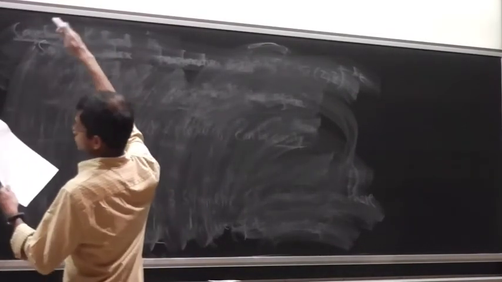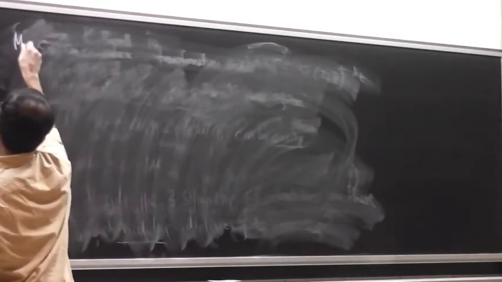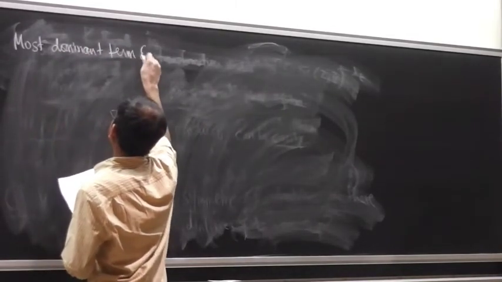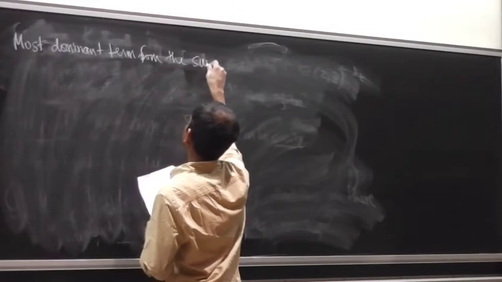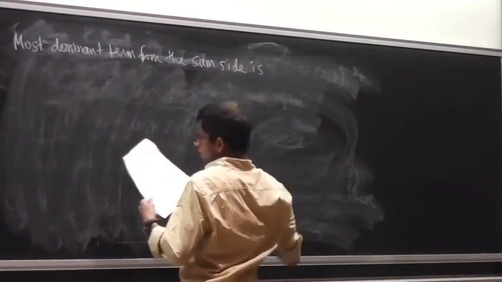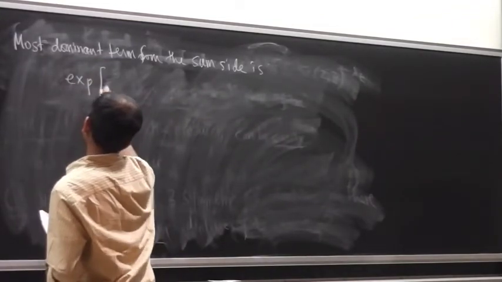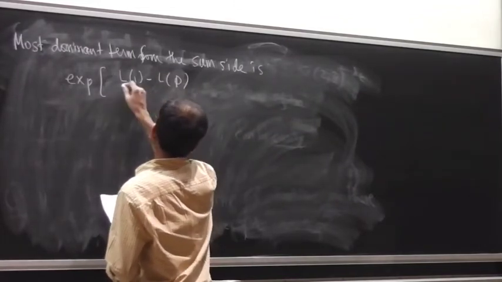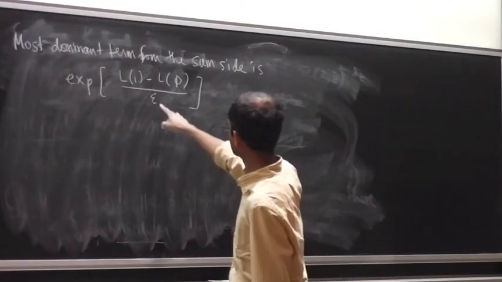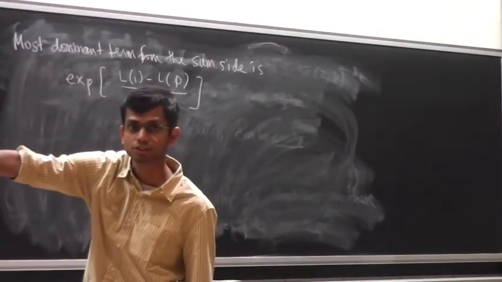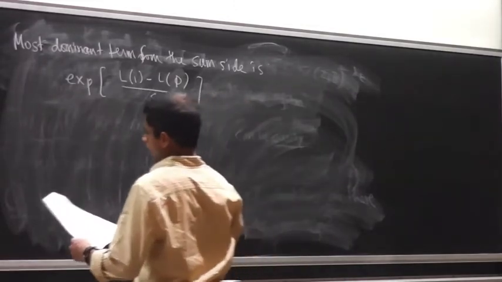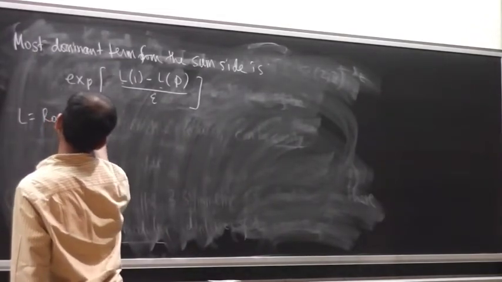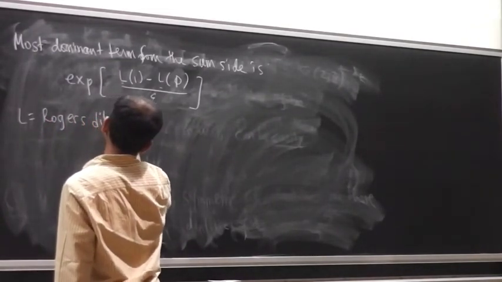And you do that analysis and you see that the most dominant term from the sum side is of the shape exponential of, I'll tell you what all this means, divided by epsilon. Yeah, it has to be something divided by epsilon because it has to match what you get from the product side. It's just what is it divided by epsilon. So here there is L. So what is this L? L is what is called the Rogers logarithm function.